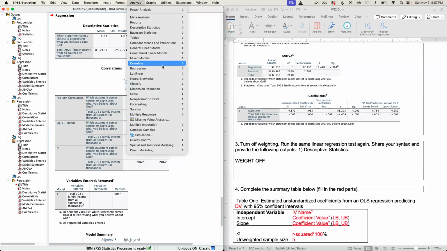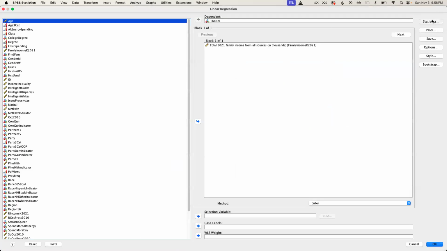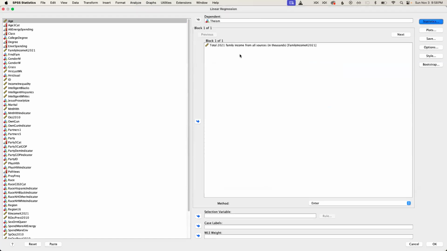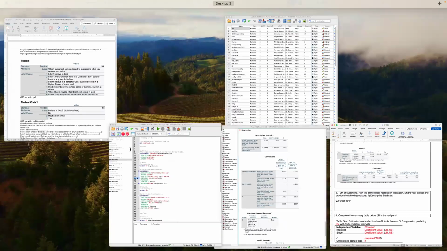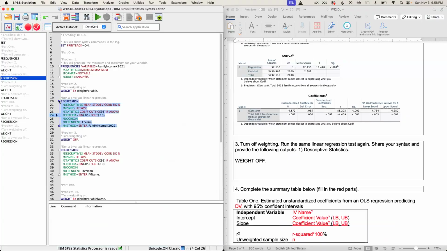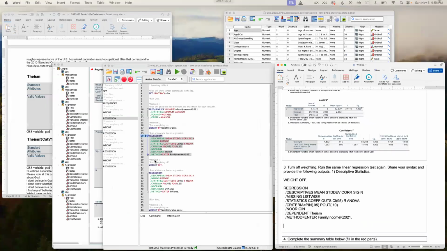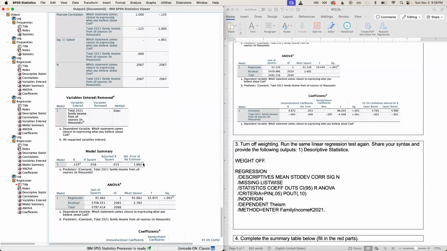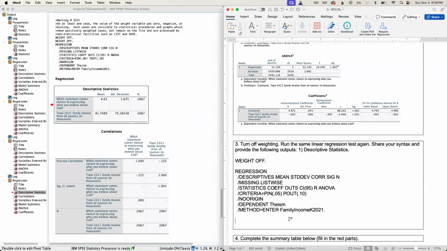Otherwise I could go Analyze, Regression, Linear, and my stuff's already set up from last time. I haven't closed out of SPSS or anything, so I don't need to do anything there. I already have my variables there. I can just click OK. And the only one we need from this is the descriptives, right? Because for the rest of them, we want the one that's a little more accurate in terms of matching the target population.